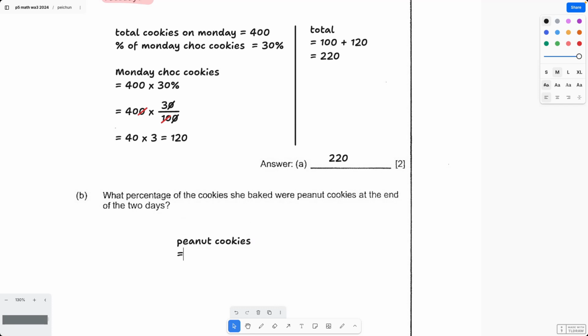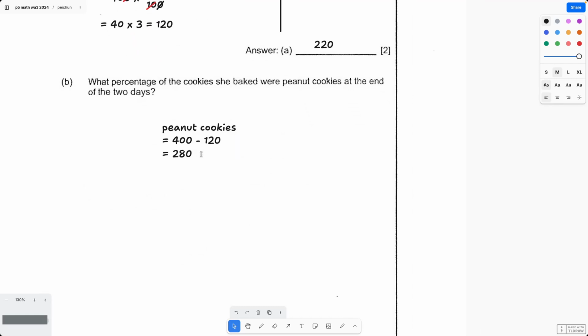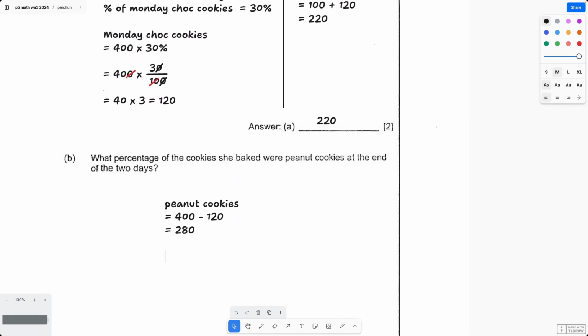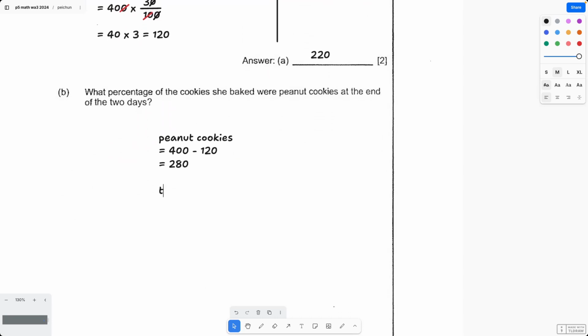Peanut cookies is equal to, right? So we can just minus off 400, the total amount of cookies that we have over here, the total number of cookies, right? 400, and then we just minus 120 lah. So with this 400 minus 120, this gives us 380, right? So 380 cookies, not 380, sorry, 280, right? Always use your calculation correctly, huh? So 280 for peanut cookies, and then we want to get the total cookies from 2 days, right?